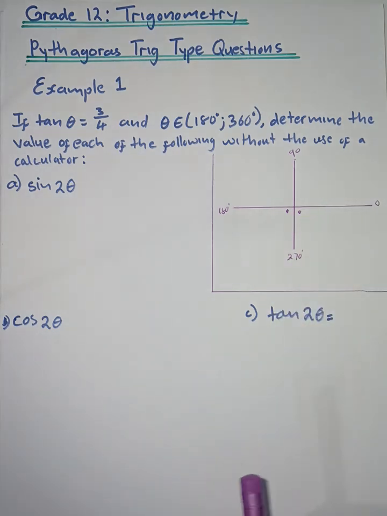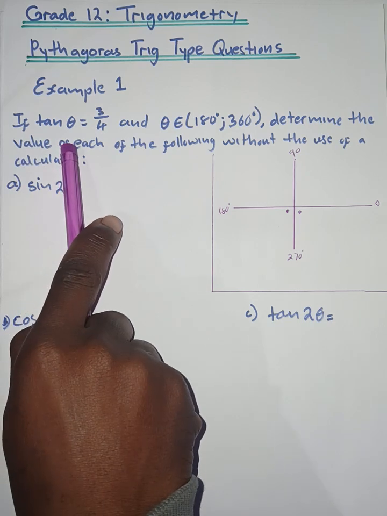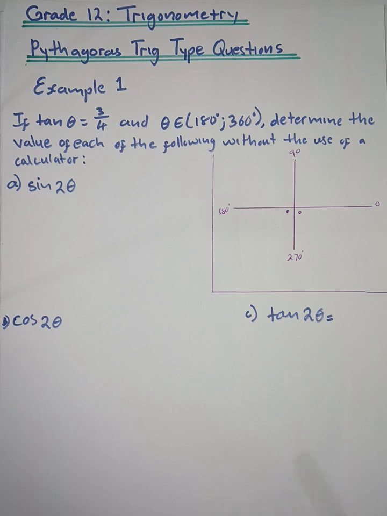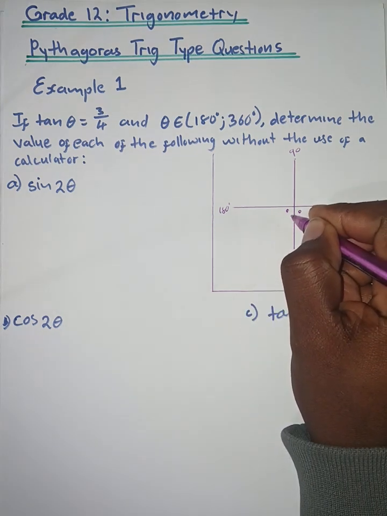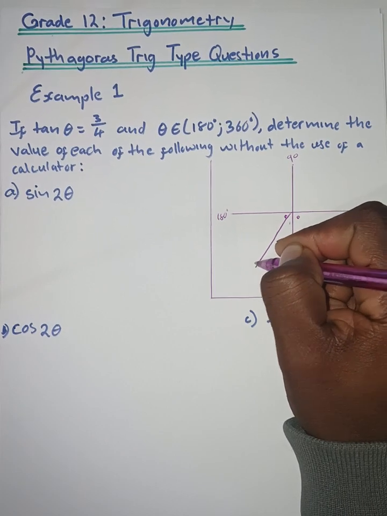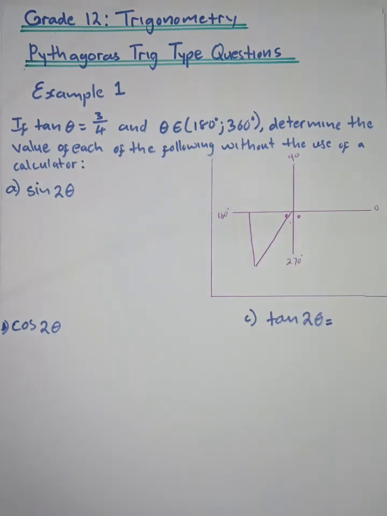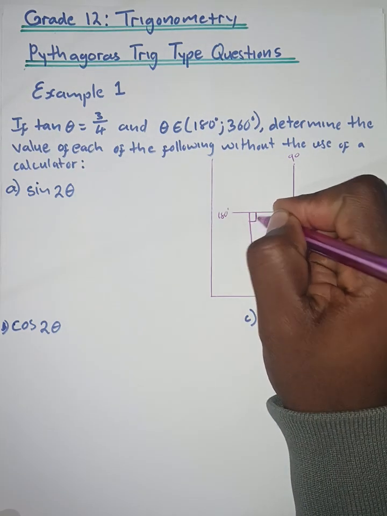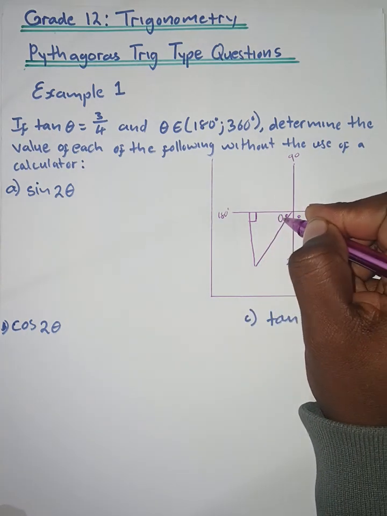And one thing again that we must look at: they say tan of theta is equal to 3 over 4. So that's positive 3 over 4. And we know that tan is positive in the third quadrant. So this is where we're going to draw our diagram. That's how the diagram would look. That's the 90 there. Now, this would be where theta is.